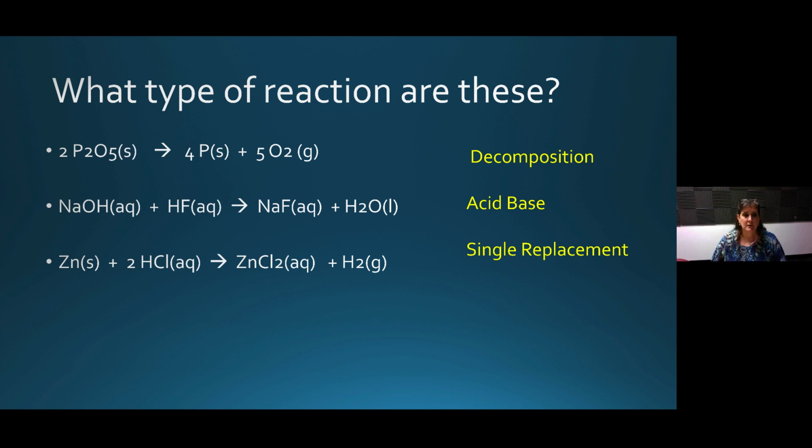The last one, we have zinc plus a compound, an acid. And the zinc joined with the chloride, and then hydrogen was left alone. We had a single replacement going on. Zinc replaced the hydrogen and bonded with chlorine. So, single replacement for that reaction. Good job. Let's talk about these a little more in depth now.